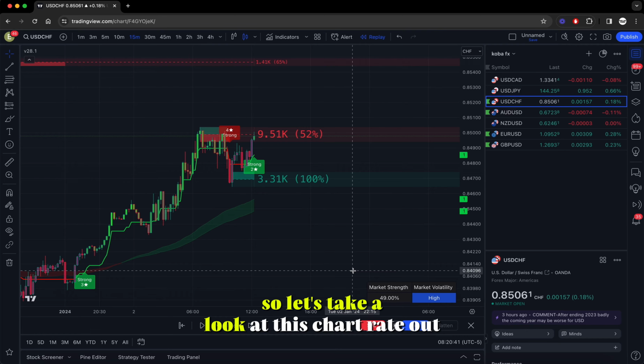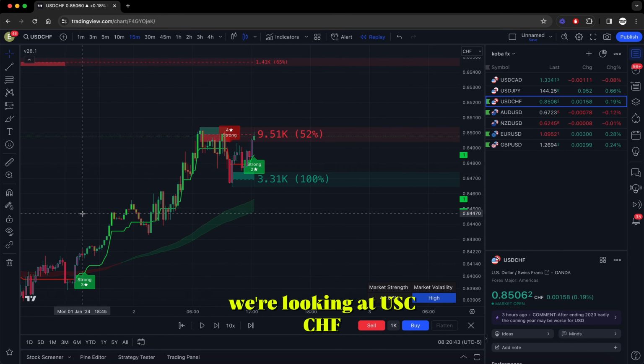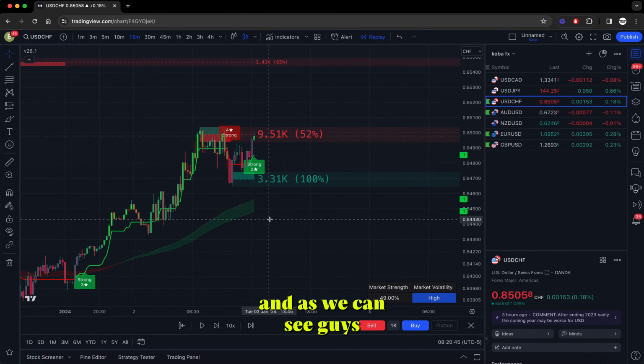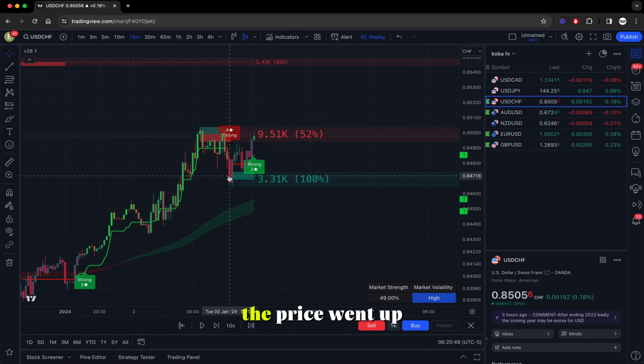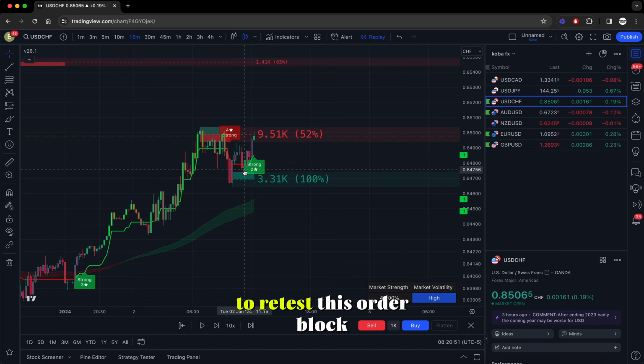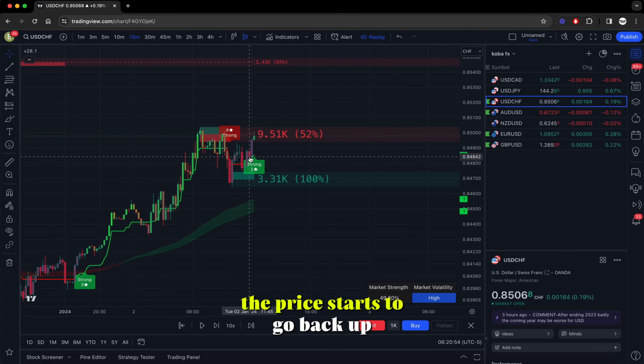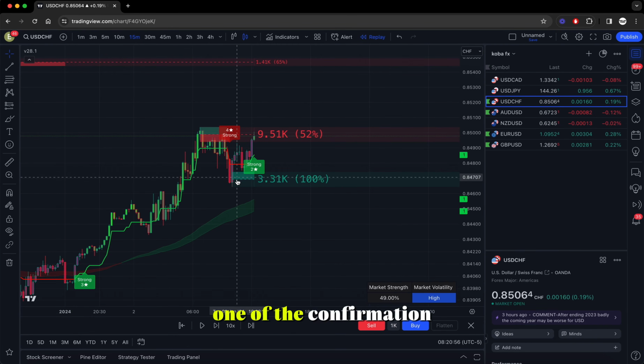Okay, so let's take a look at this chart right now. We're looking at USD CHF, and as we can see, guys, at this moment, we had an order block that was printed down here. The price went up, came back down to retest this order block. The price started to go back up. This gives us one of the confirmation that we're looking for.